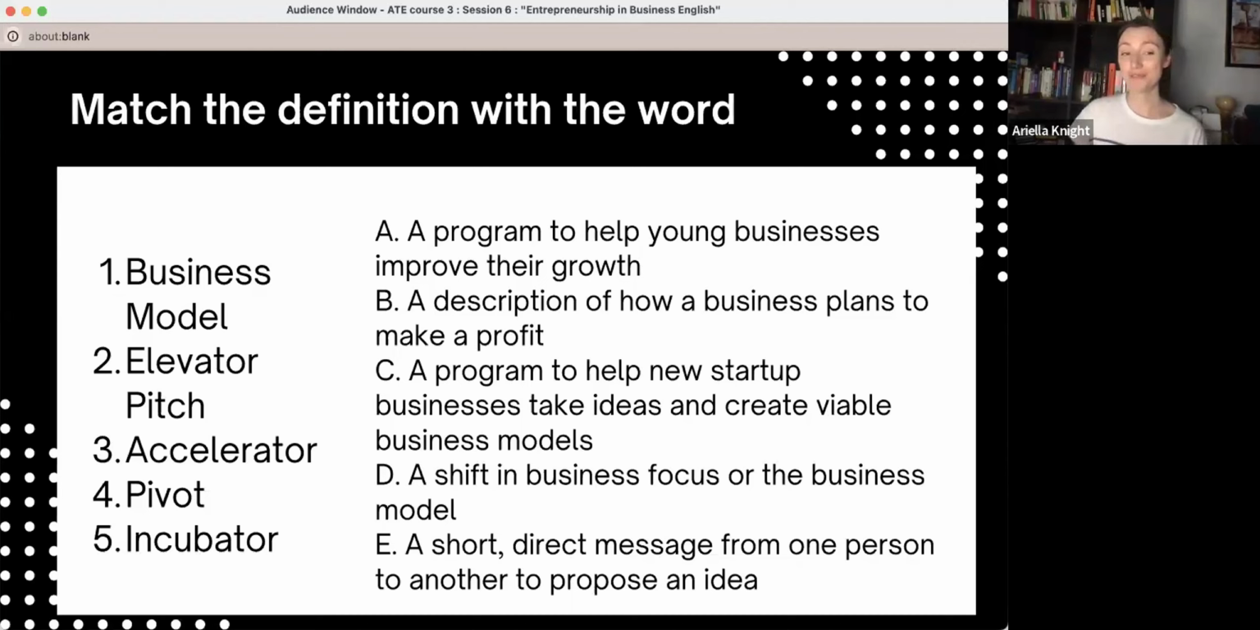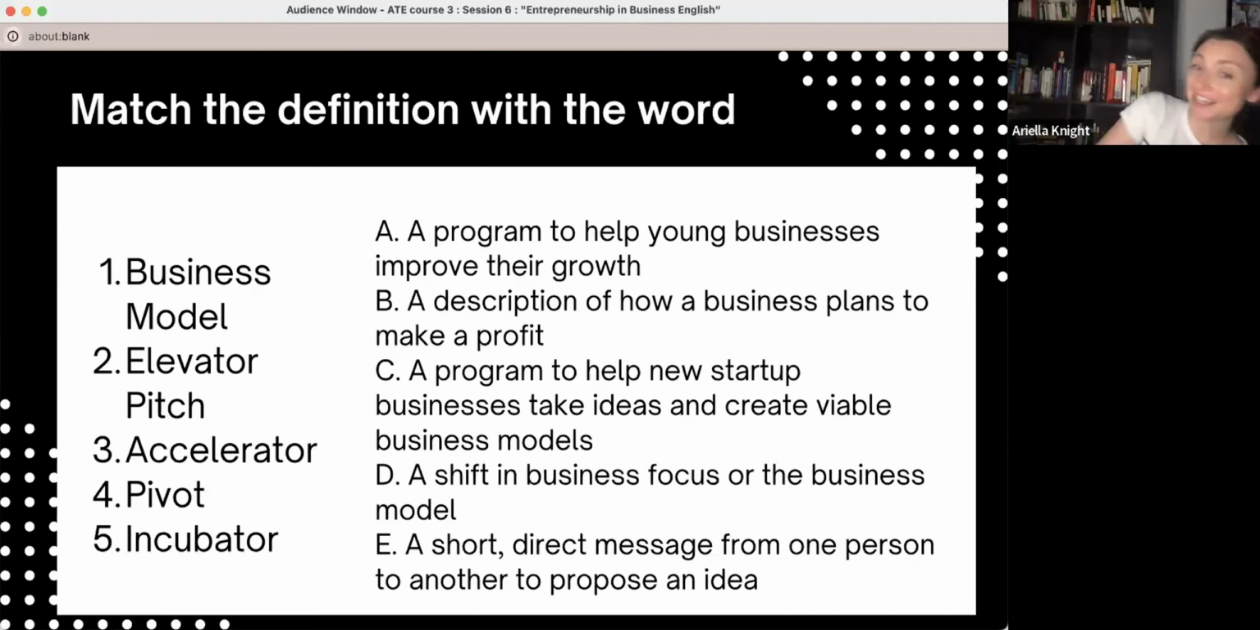I think the hardest one is 3 and 5, right? Accelerator and incubator. Oh yeah, see, interesting. You have an incubator in your faculty. Nice. I'm going to give you 1 more minute and then we'll go over answers. Oh, I'm just realizing I should have put the answers on the screen, but I'm just going to tell them to you verbally.